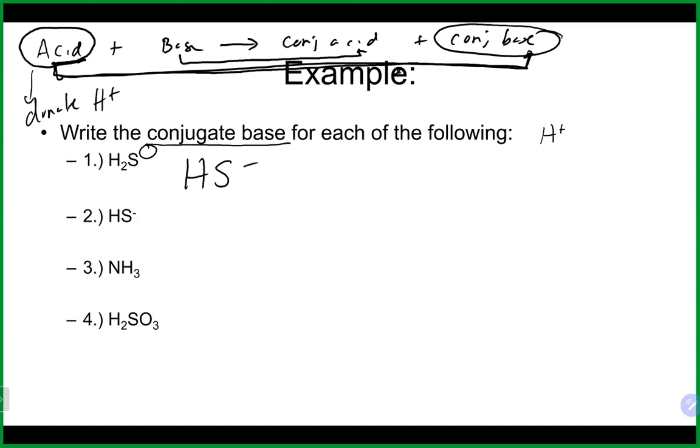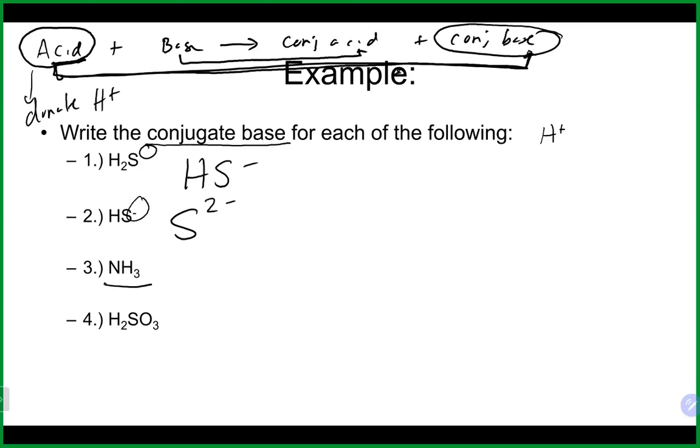Taking our HS minus, again, we're going to take off the H, which will leave us an S. And it's already started at -1. And when we take off the H plus, we then will become one more negative. So it becomes 2 minus in this case.